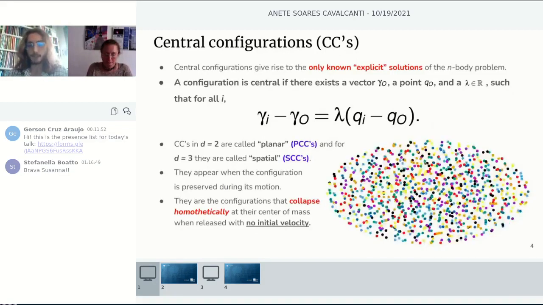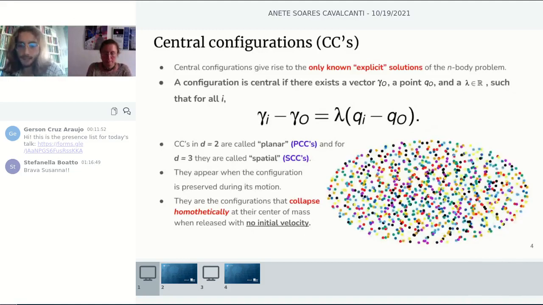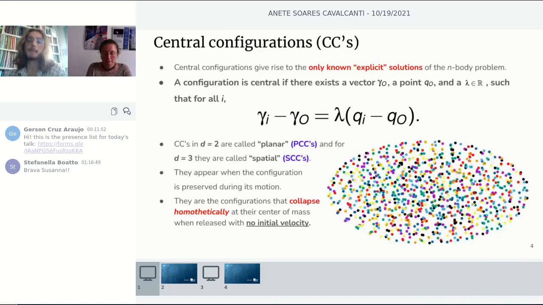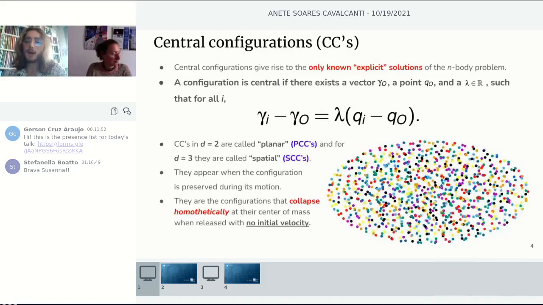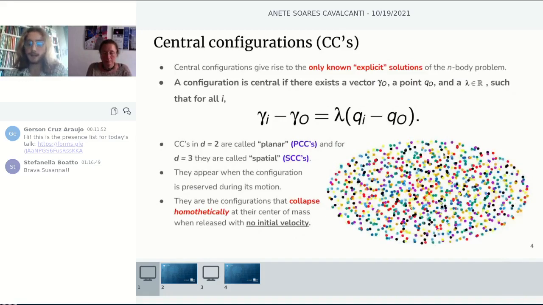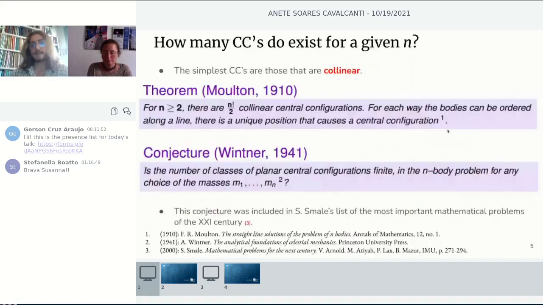Basically its main property is that if we release all the particles of this configuration with no initial velocity, they would homothetically collapse into their center of mass. And in all the numerical simulations I have performed, I have placed the center of mass at the origin. So how many central configurations do we have for a given number of bodies?